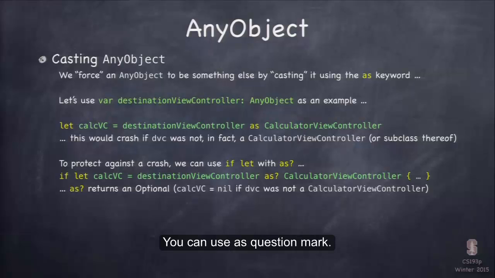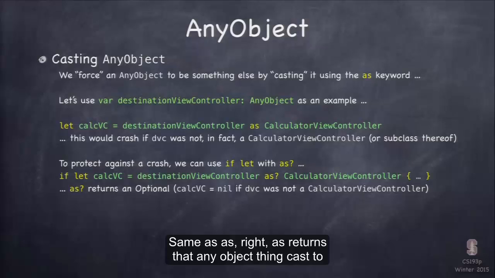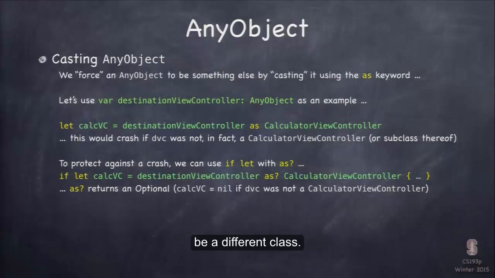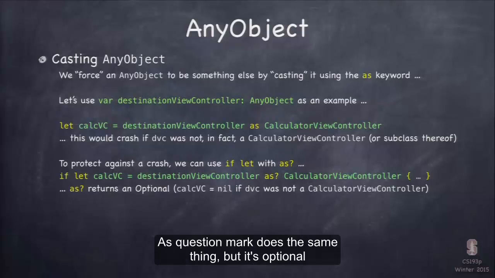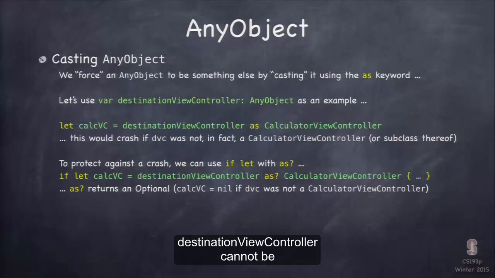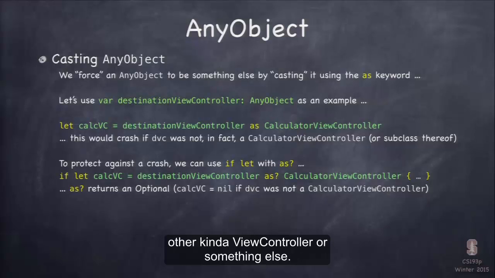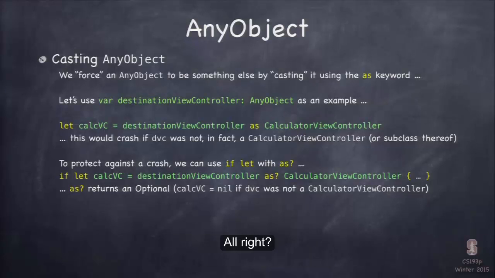You can use as question mark. As question mark returns an optional. Same as, right? As returns that any object cast to be a different class. As question mark does the same thing, but it's an optional version of that. So we can return nil if that any object, destination view controller, cannot be turned into a calculator view controller because it's not a calculator view controller, it's some other kind of view controller or something else, all right?